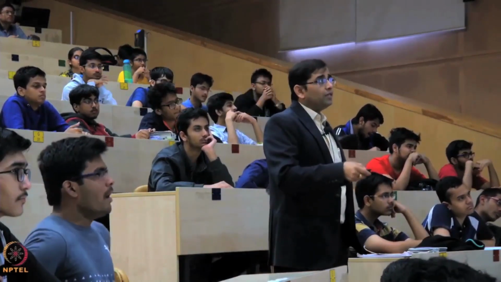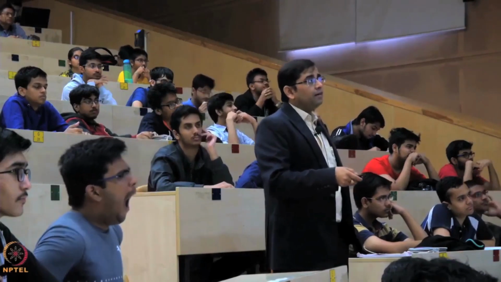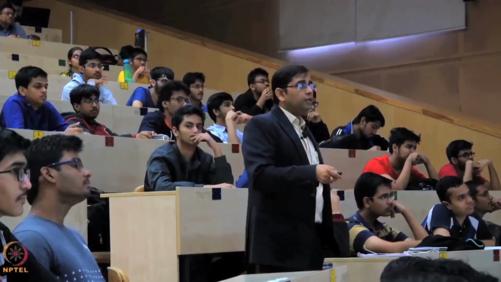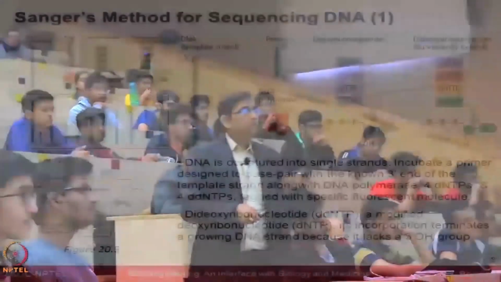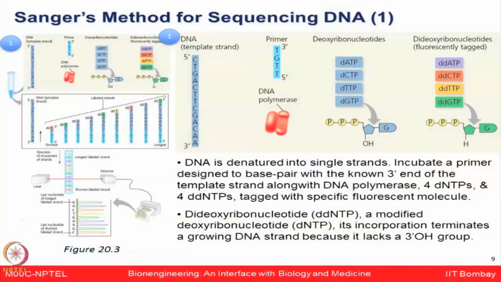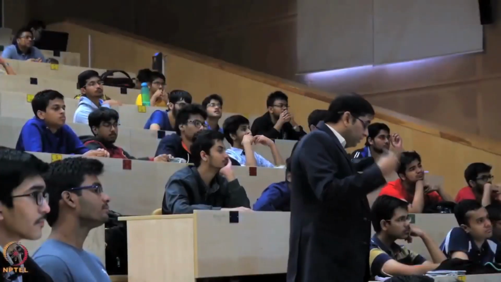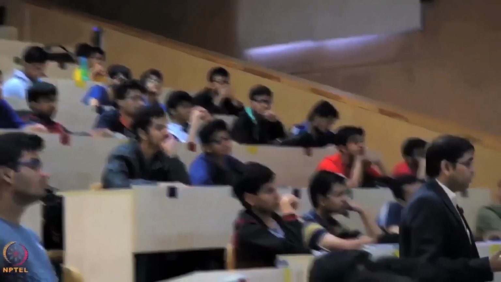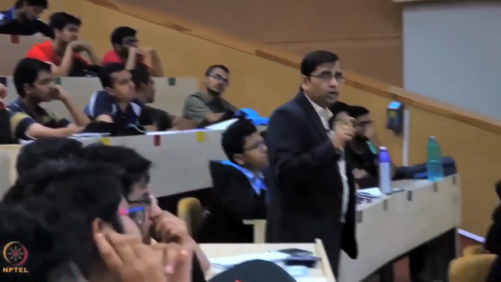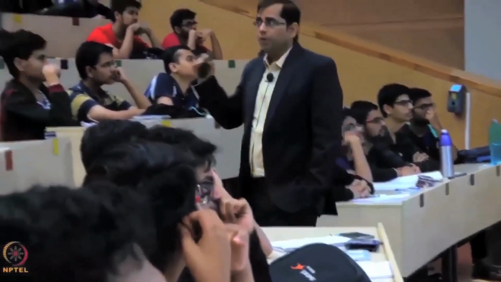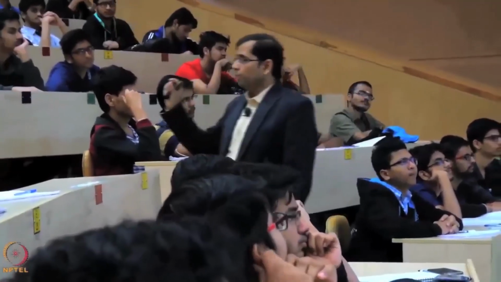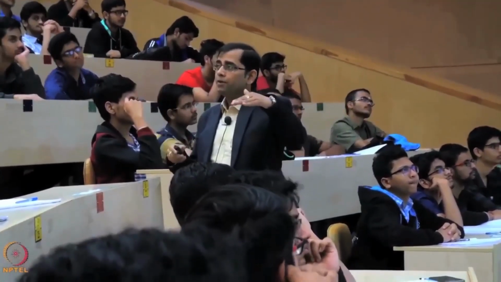So in this reaction, they have added DNA polymerase, 4 dNTPs, and 4 ddNTPs which carry the fluorescent molecules. Whenever a ddATP or ddGTP or ddCTP or ddTTP is incorporated, it will stop the reaction because it does not have the OH group on the side, so it will terminate that particular reaction.